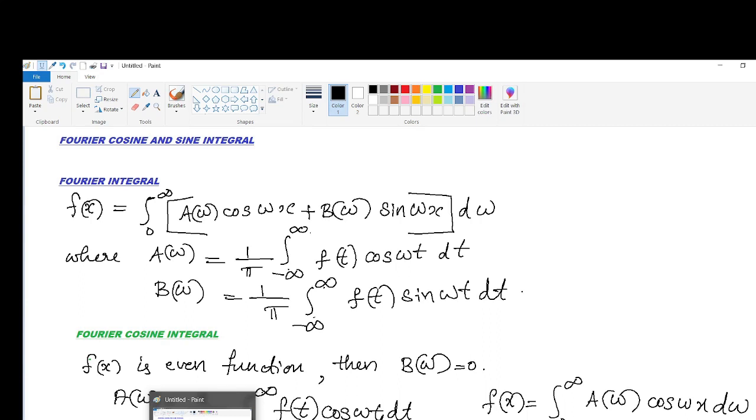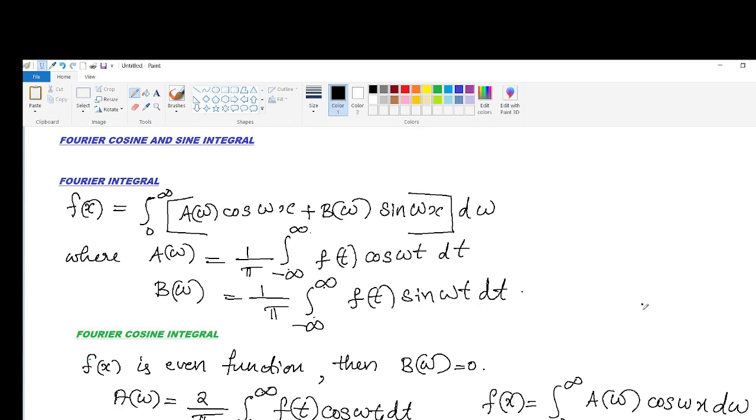Now we can discuss the Fourier cosine and sine integral. We already studied the Fourier integral representation of a function f of x. That is given by the formula f of x is equal to integral from 0 to infinity [a(ω) cos ωx + b(ω) sin ωx] dω, where a(ω) equals 1 by pi integral from minus infinity to infinity f of t cos ωt dt, and b(ω) equals 1 by pi integral from minus infinity to infinity f of t sin ωt dt.